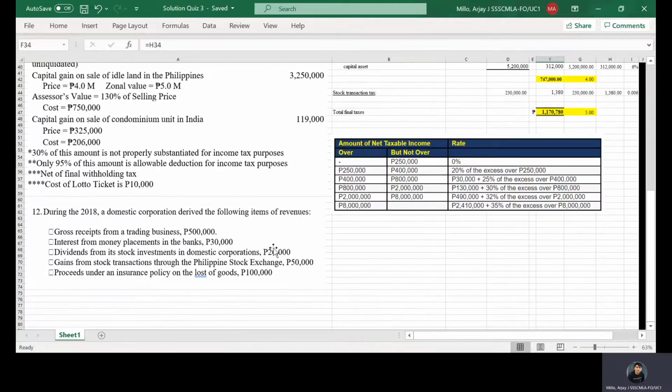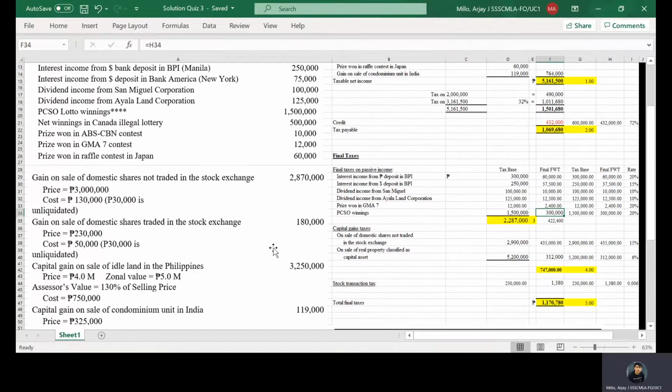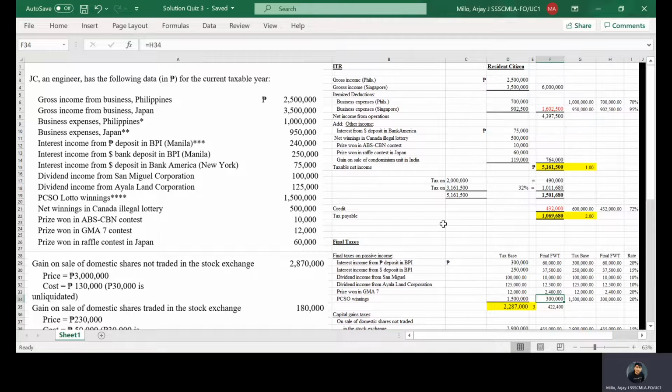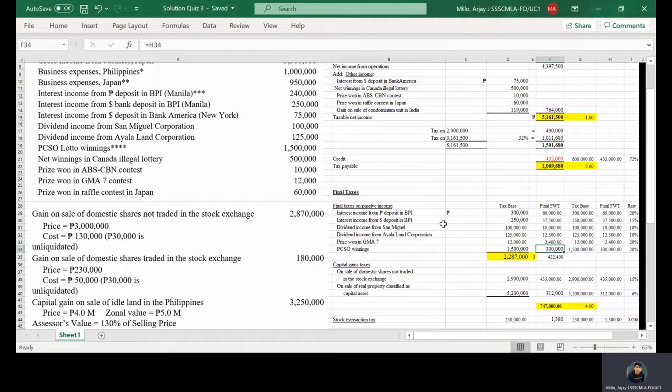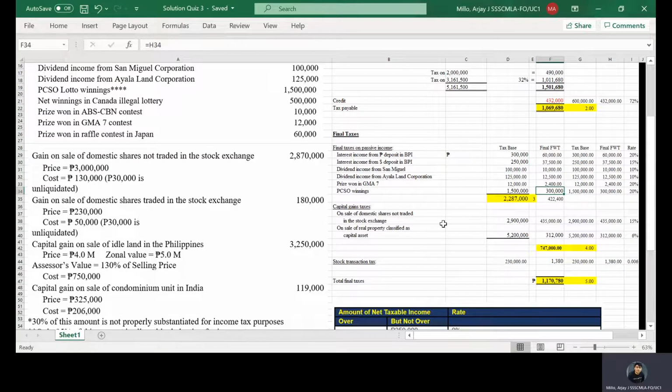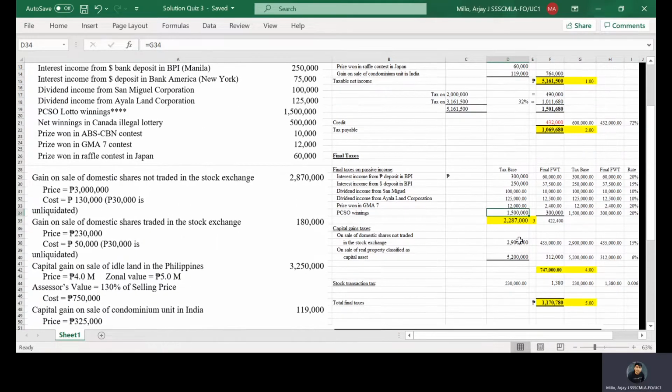Meron akong note dito na cost of Lotto ticket, which is 10,000. But please note that this is not deductible, no? Hindi natin siya ninenet doon sa PCSO Lotto winnings. Kasi nga, ang basis natin doon ay yung amount of winnings, unlike sa mga capital gains sa shares of stock na traded na yung net gain yung kinoconsider natin. So dito, kung magkano yung amount of winnings, so that's 1,500,000. So nothing to do with that, no, with the cost of Lotto ticket. So that's 1,500,000 times the 20% final withholding tax.